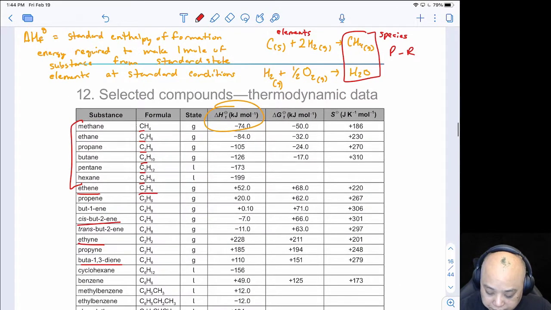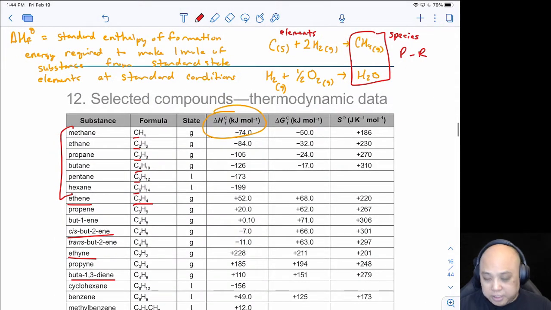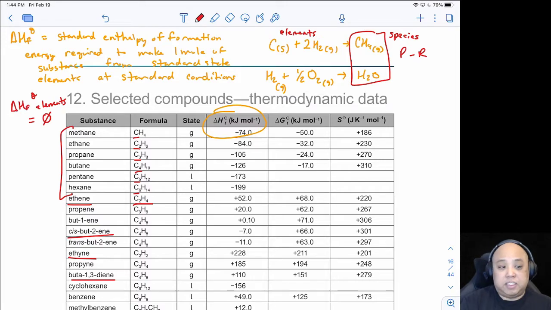Now, one more note I forgot to say is that because delta HF is for production from standard state elements, we assume that our elements have a value of 0. So the standard enthalpy of formation of elements are all 0. So that is safe to say here.